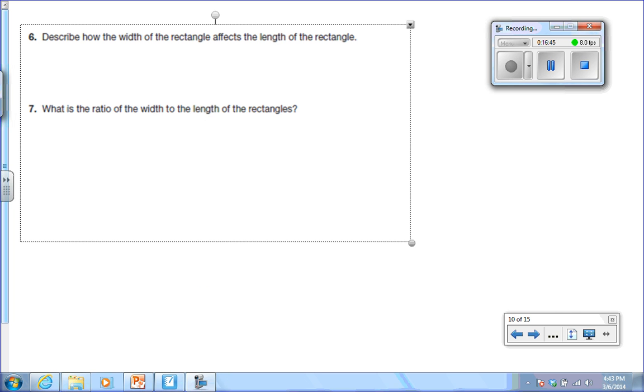Okay, describe how the width of the rectangle affects the length of the rectangle. Well, we all should know that with the area of a rectangle, that is length times width. So the product of the width and length is equal to 12.